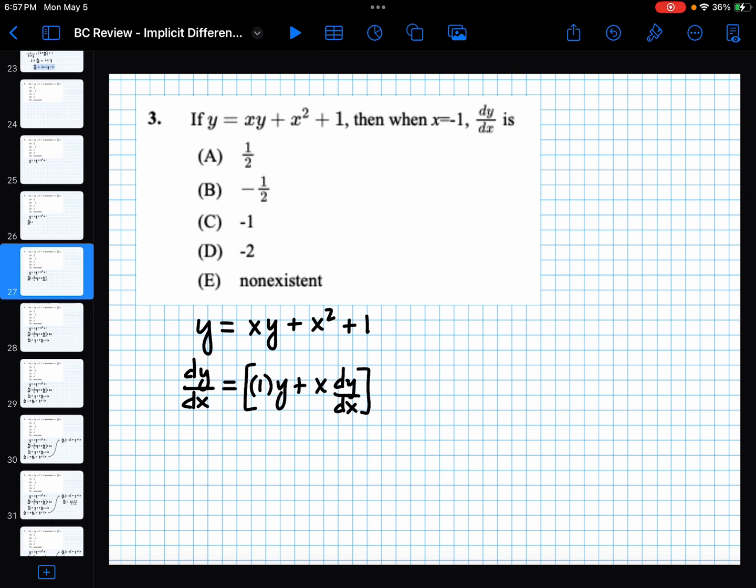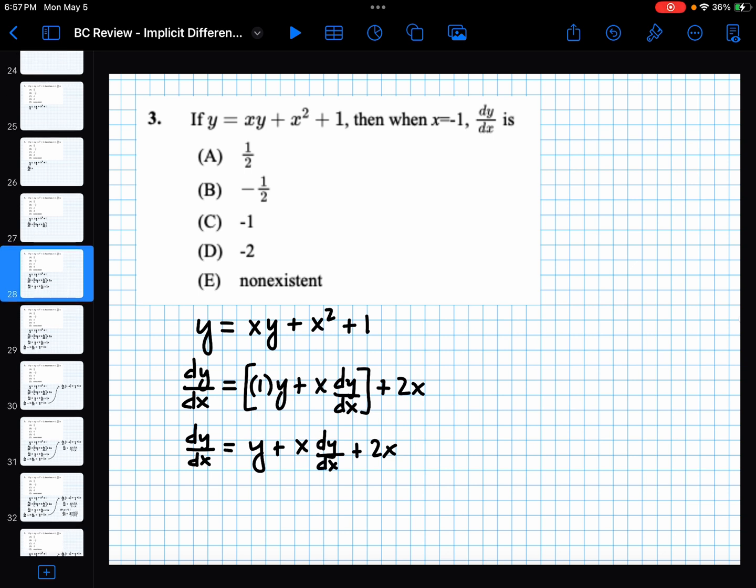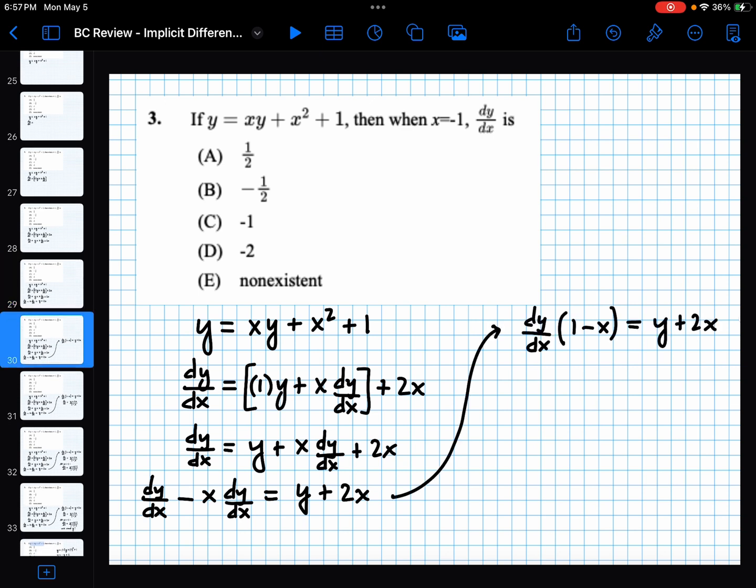The x squared term will give me 2x. And of course, that plus 1 is a constant, so its derivative is 0. All right, when you clean that all up, you get dy dx is equal to all of that. We've got to group the dy dx terms on the left. And we're left with the y plus 2x on the right. Then we factor out the dy dx and divide both sides by the other factor of 1 minus x.